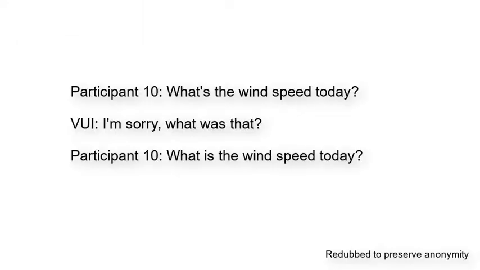What's the wind speed today? I'm sorry, what was that? What is the wind speed today?